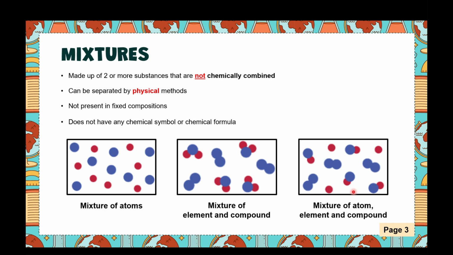Last but not least, right, we also have a mixture of atom, element, and compound. The atom in this case refers to the red circles, whereby they are existing individually. The element in this case are the diatomic molecules, whereby there are two blue atoms existing in pairs. And last but not least, the compound refers to the red and blue circle, which are chemically combined. You may copy this into page 3 of your notes.